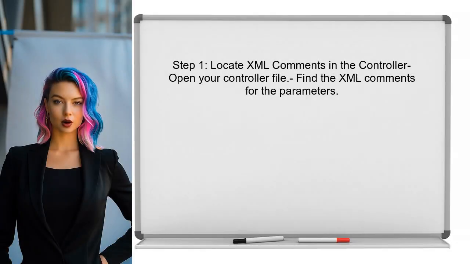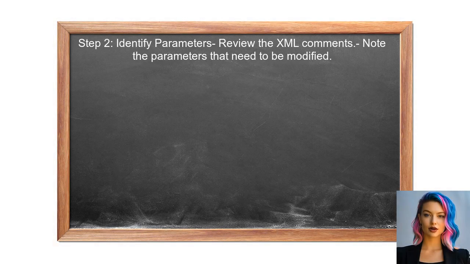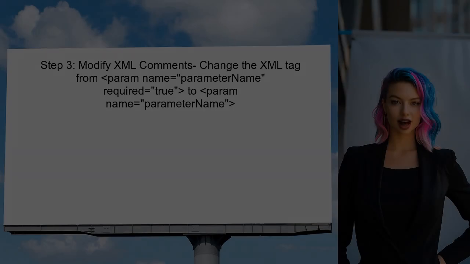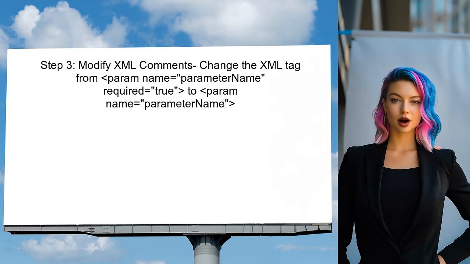To begin addressing the user's question, we need to locate the XML comments in the controller where the parameters are defined. This is essential for modifying the required attribute. Next, the user should identify the specific parameters that need the required attribute changed. This involves reviewing the XML documentation closely. Now, the user can modify the XML comments to remove the required attribute. This is done by adjusting the XML tags associated with those parameters.